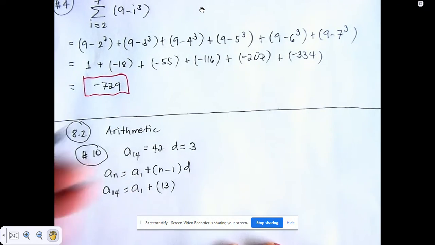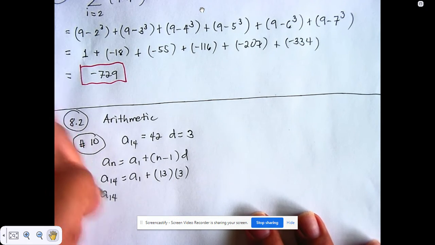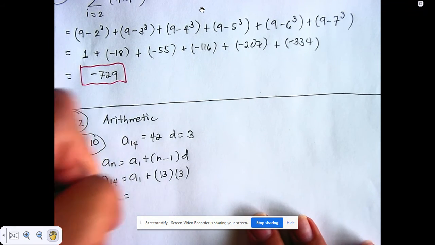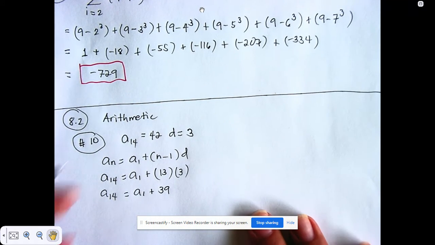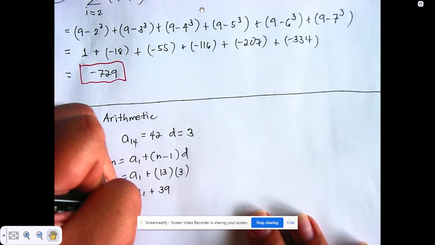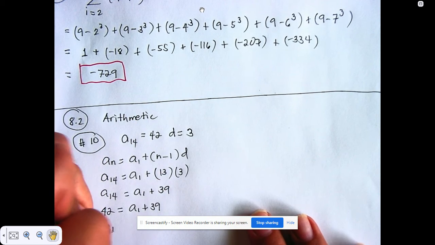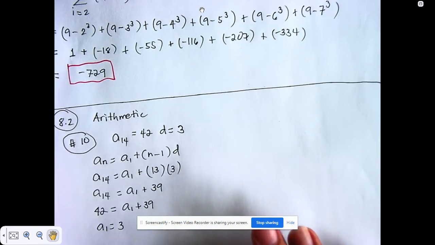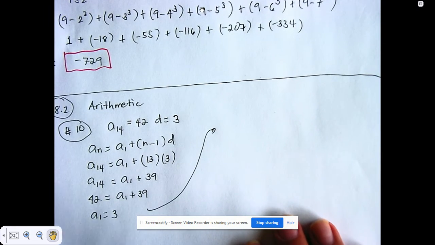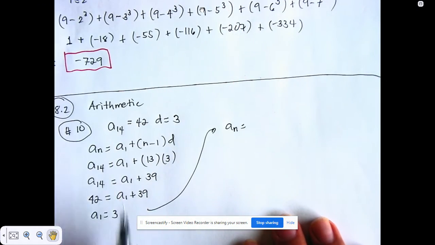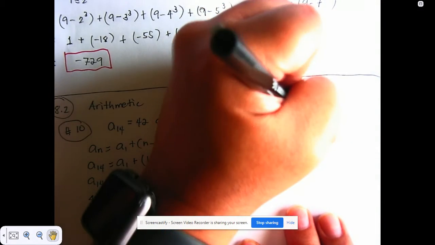And then times d, which is equal to 3. So you have now a sub 14 equals a sub 1 plus 13 times 3 is 39. But a sub 14 is what? 42. So 42 equals a sub 1 plus 39, which means my a sub 1 is actually what? 3. Okay, so if I'm going to put that in the formula, a sub n now is equal to a sub 1, which is 3, plus n minus 1 times 3.